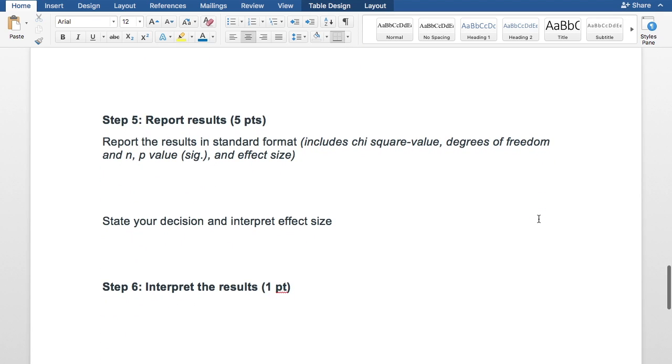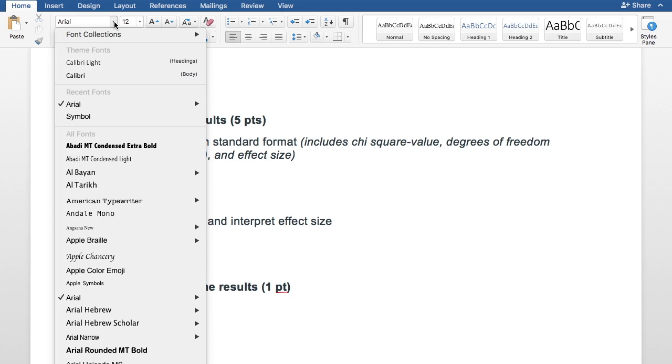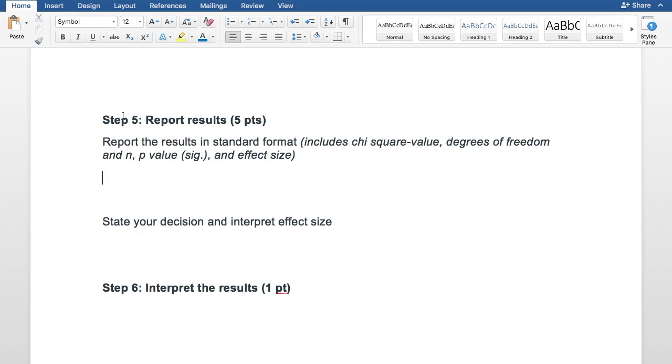So now we're ready to report the results in standard format. The first thing I'm going to do is show you how to get that symbol that we use for the notation for chi-square. You're going to go to the font menu in Word, and you're going to select Symbol from your list of fonts. Once you've selected that, you're going to type the letter C. The letter C in the English alphabet corresponds with the letter chi in the Greek alphabet, and the letter chi in the Greek alphabet looks like an X, but kind of curly.